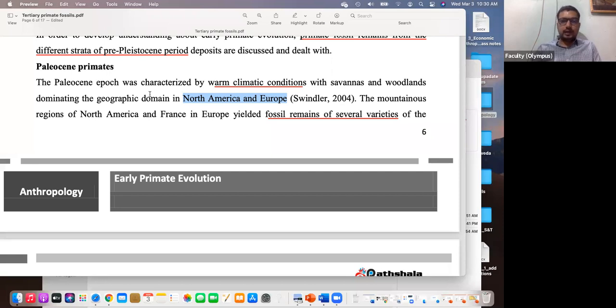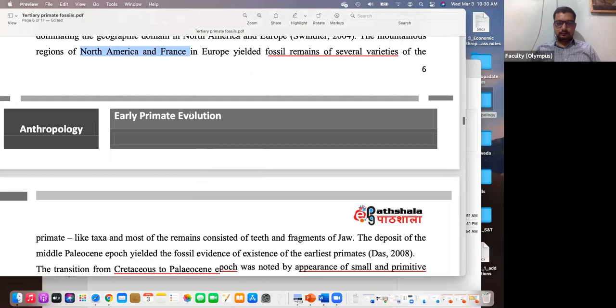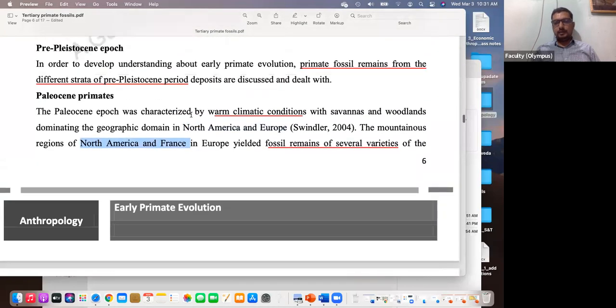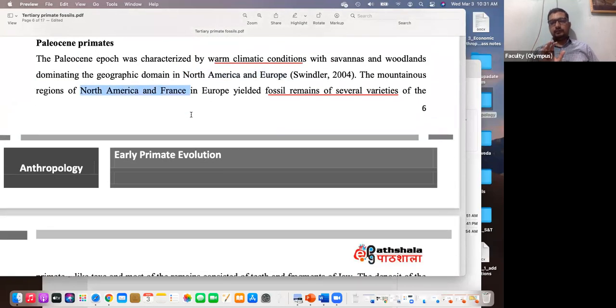Most of the evidence that we have is found in the mountain regions of North America and France. Based on these fossil remains, I'm going to share this with you. As I was saying, this is factual data. We have to gradually understand what was happening here. You don't have to memorize anything for the exam.